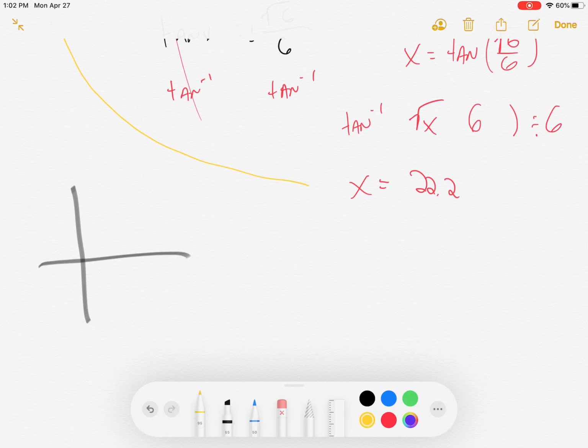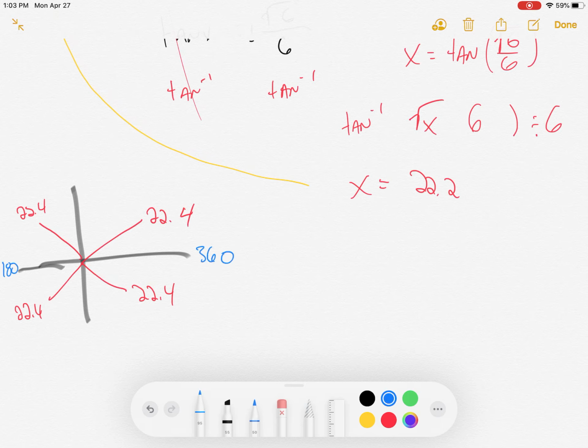So what that means is 22.4 is what I go up right here. I go up 22.4. It also means I go up 22.4 here. I go down 22.4 here. I go down 22.4 here. And what does a reference angle mean? Well, it's how far away from the x-axis. So this is 180. This is 360. So my quadrant 1 answer is right here.